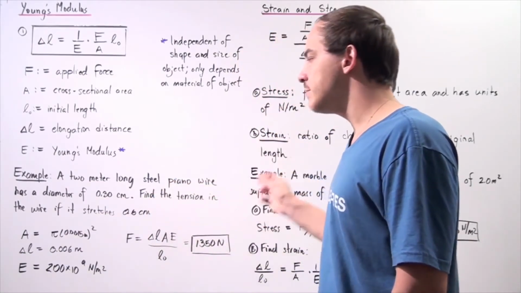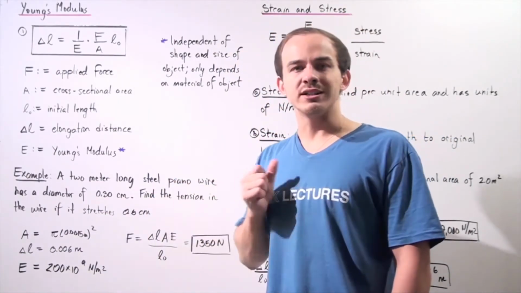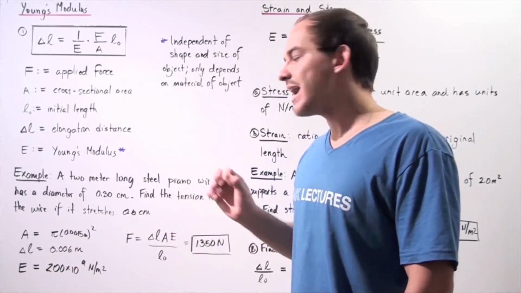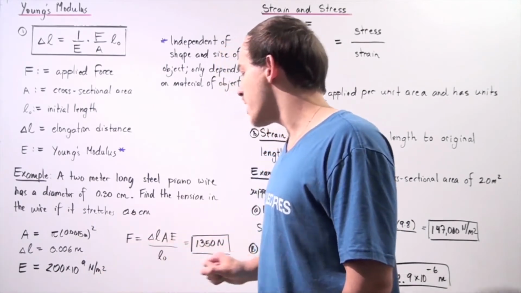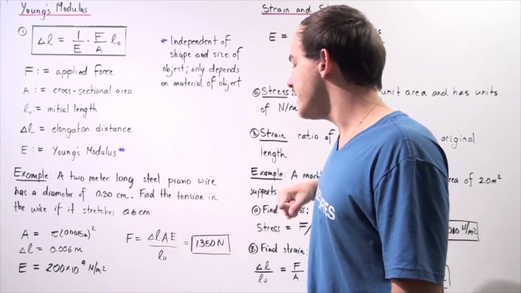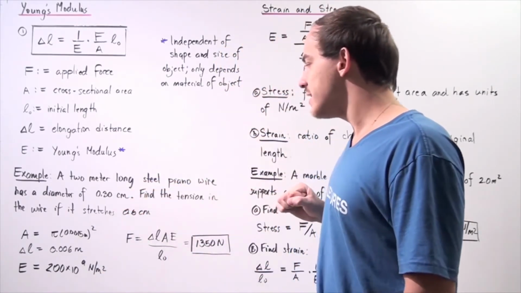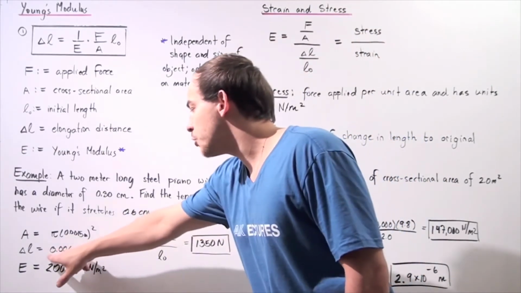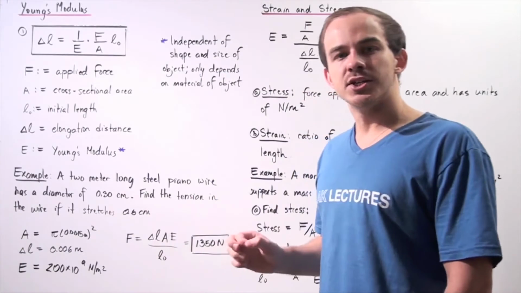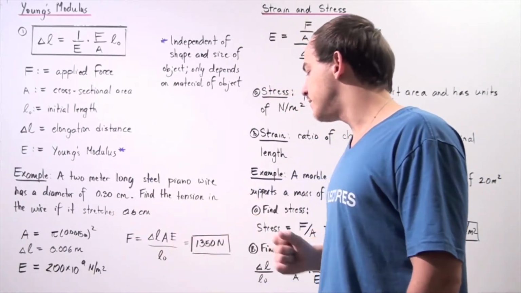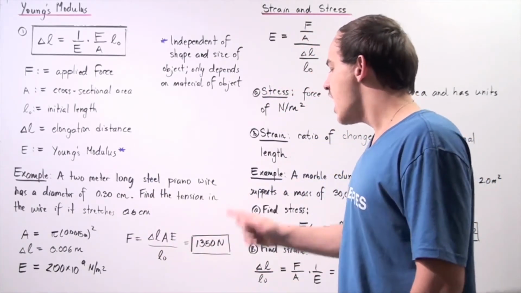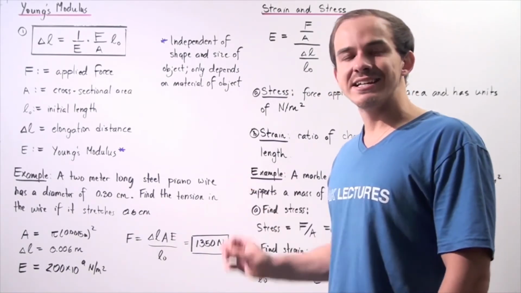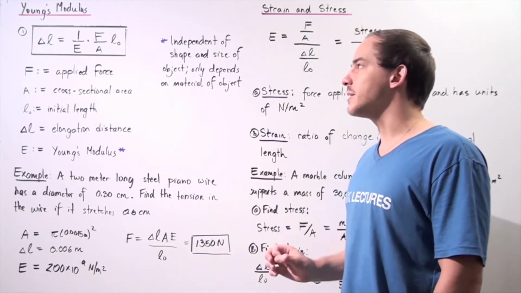Now E we can simply look up in a textbook or online, and we have 200 times 10 to the 9 newtons per meter squared as the value for E. Now the change in L is simply this quantity divided by 100, so 0.006 meters. So we multiply and divide and we get a quantity of 1,350 newtons as the tension in our steel wire.